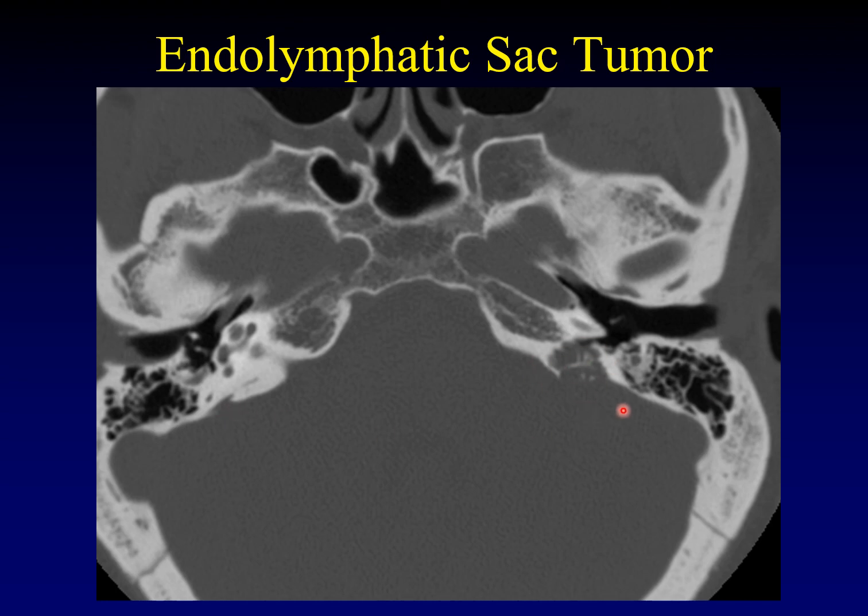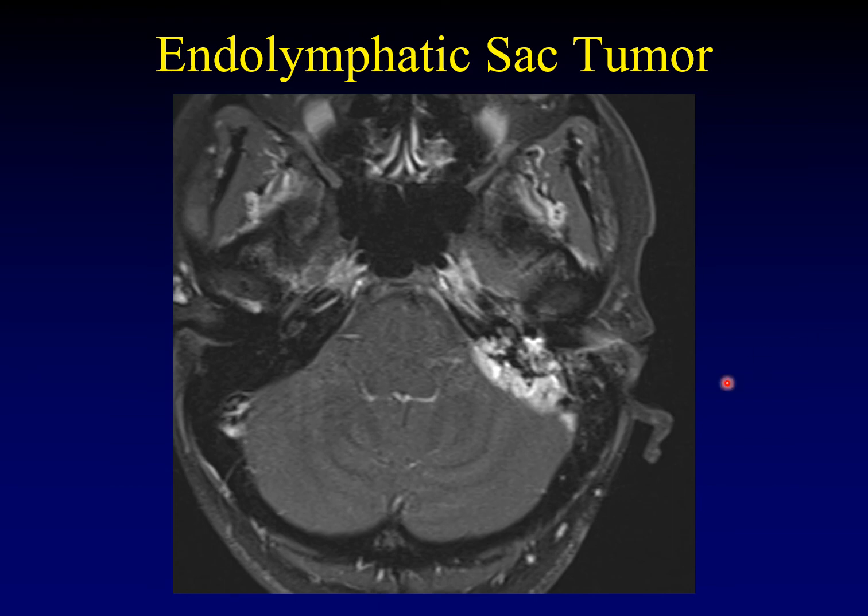Right? These almost exclusively occur in the setting of von Hippel-Lindau disease, but you do occasionally see sporadic endolymphatic sac tumors. They are characterized by a very aggressive, angry appearance with a lot of erosion of the underlying bone. They're very heterogeneous on MRI.